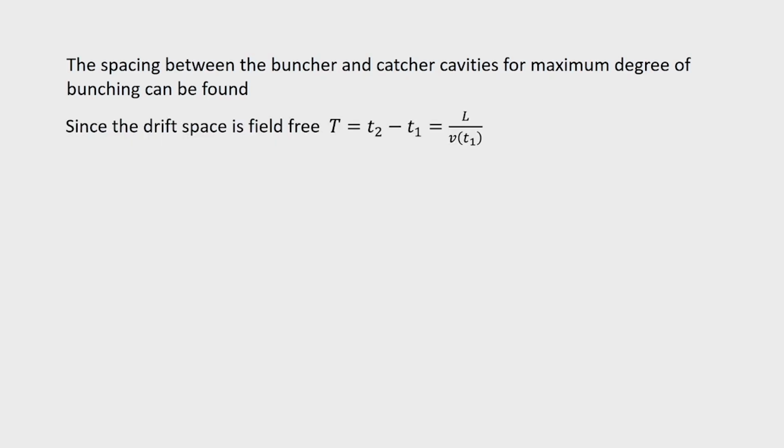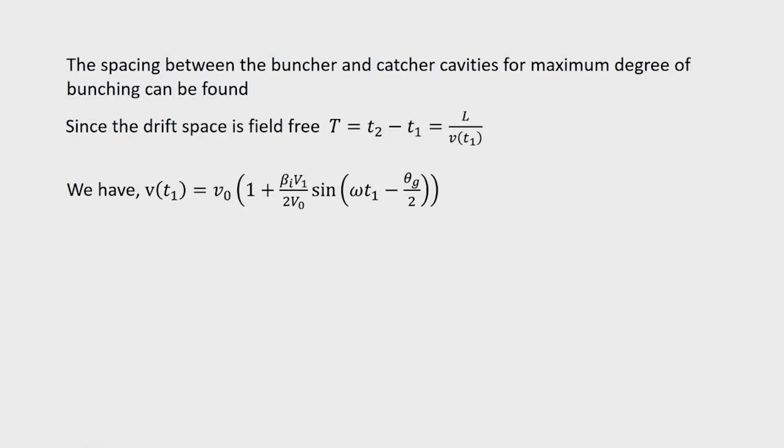Since the drift space is field free, we can write capital T is equal to T2 minus T1, where T2 is the time when the electron entered the catcher cavity, and this can be written as L by V(T1). This is because the drift space is field free and the electron moves with the velocity V(T1).